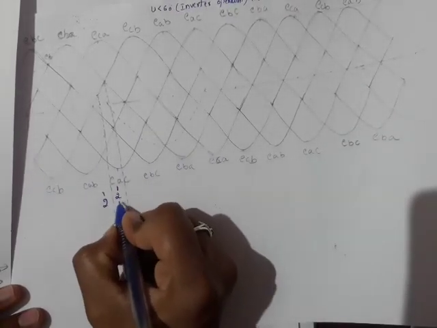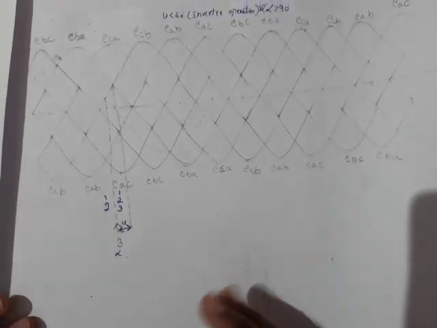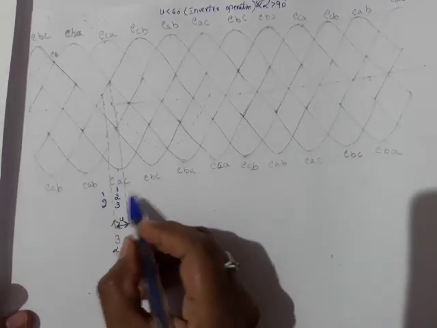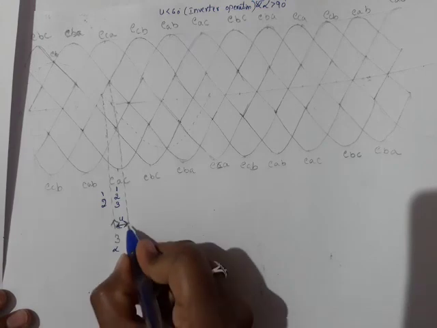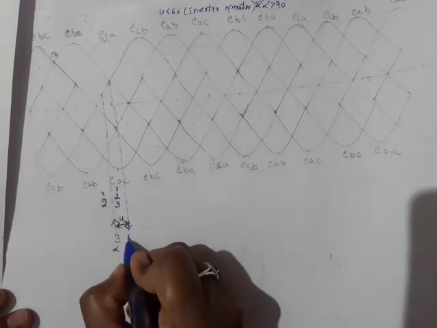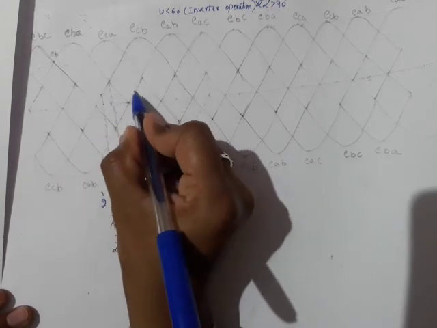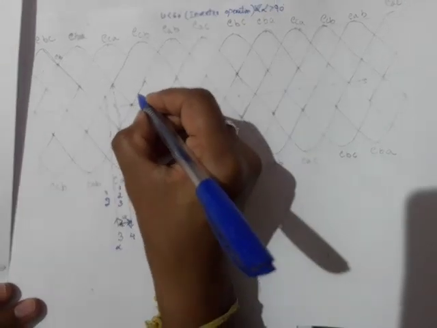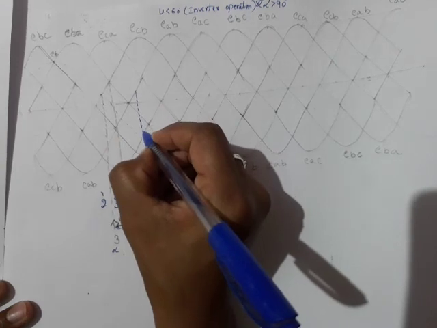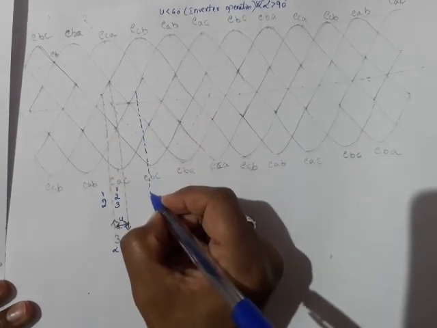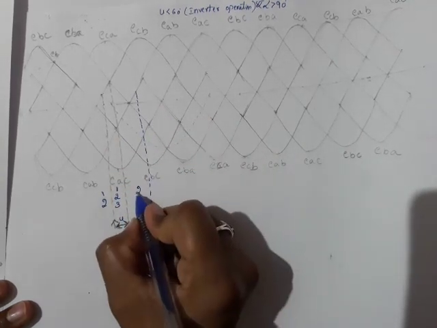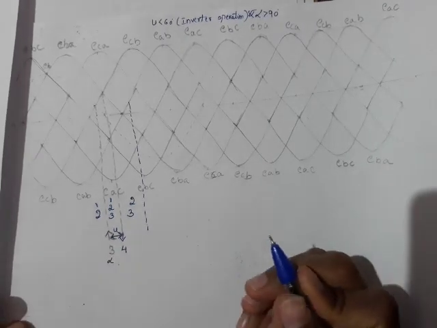So valve number 1, 2, 3. Valve number 3 is coming into conduction. Till the overlap angle, three valves will continue to conduct. Here valve number 4 goes out of conduction. Then for a further 60 degree, from here to here, the remaining valves will conduct. So what are the remaining valves? Valves number 2 and 3 are the remaining valves.